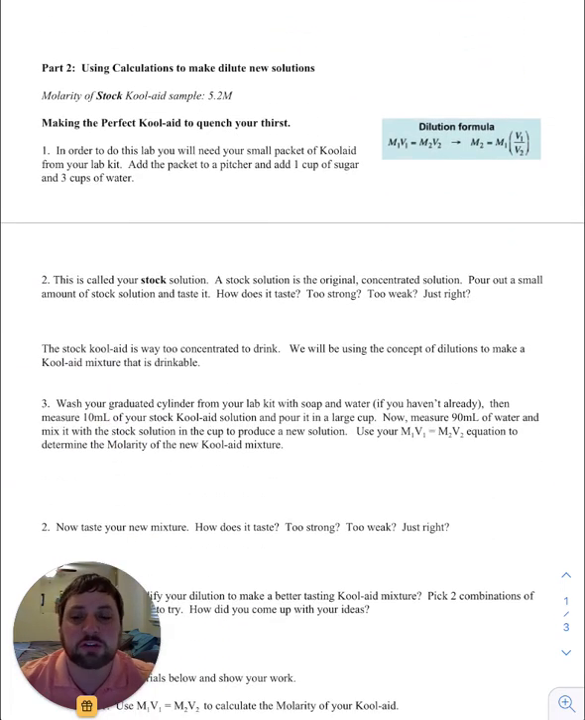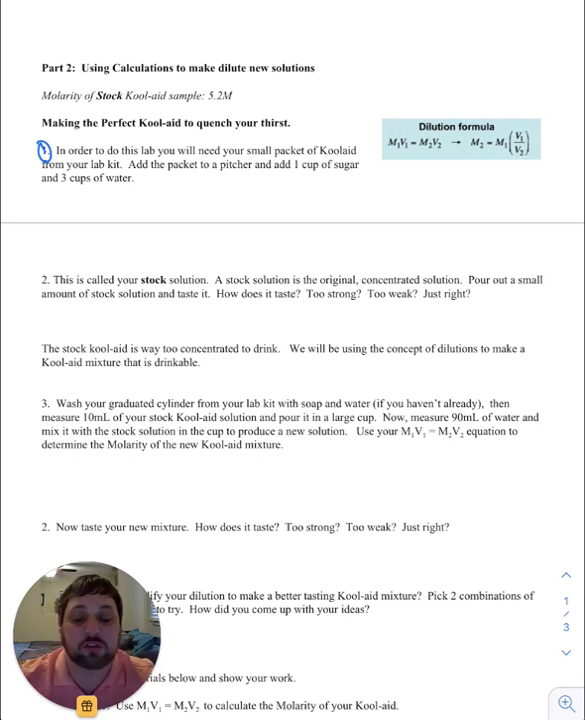So it's important to understand that we are not making regular KoolAid. I repeat, we are not making regular KoolAid, but instead we should be following the directions outlined in step number 1. And after that, what we will do is we will create a stock solution of KoolAid.